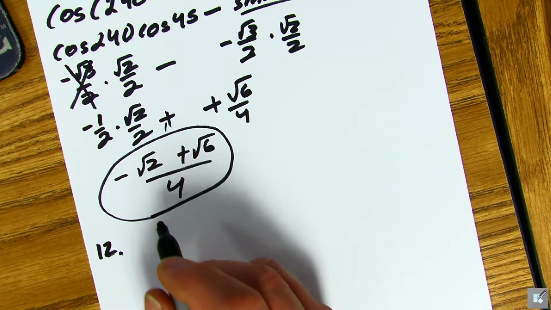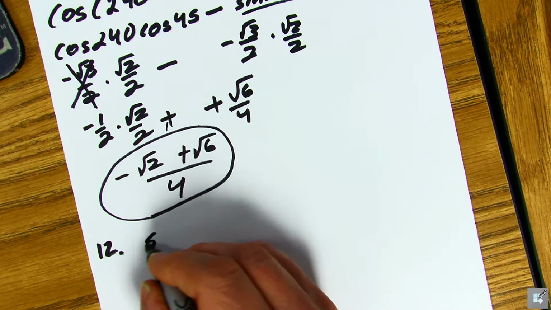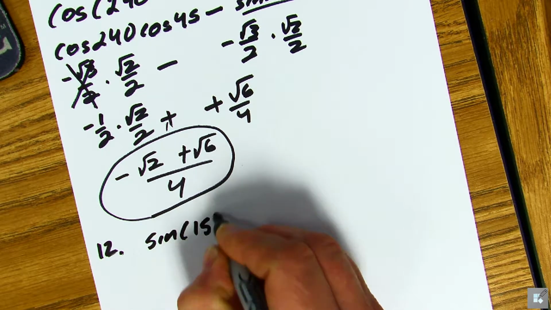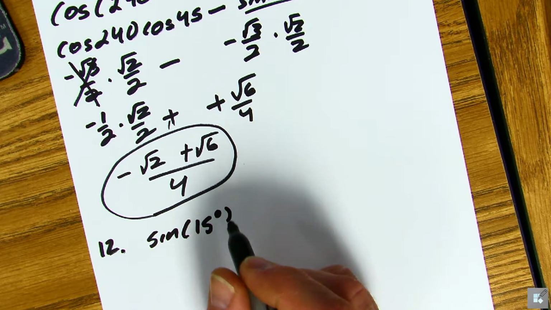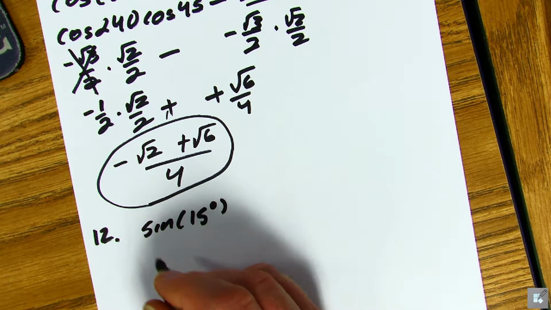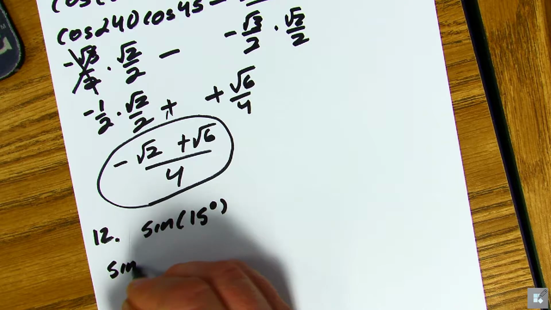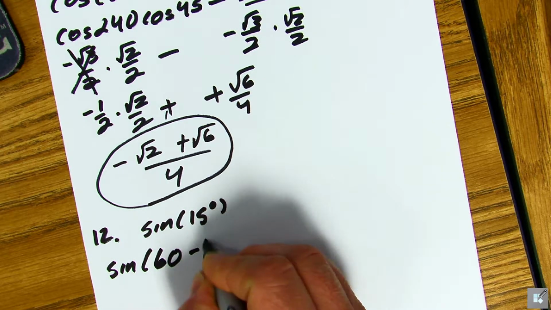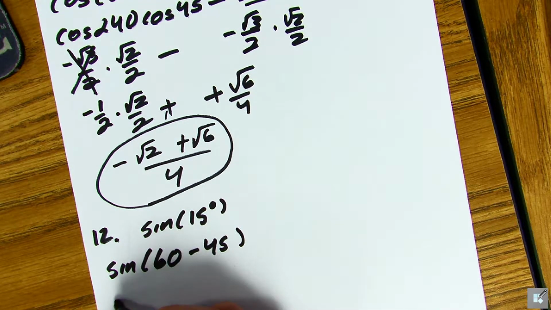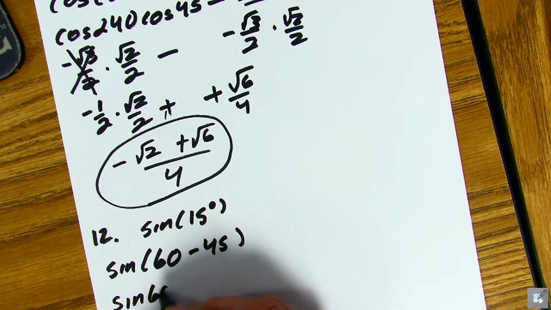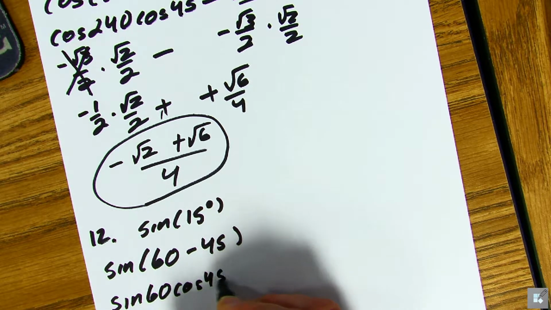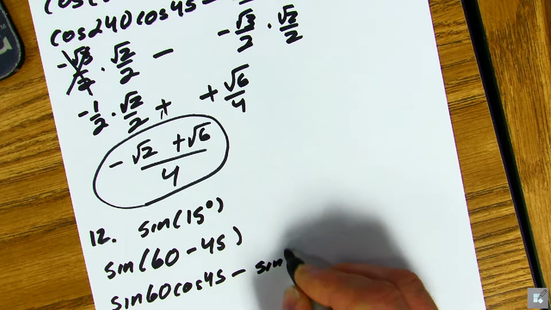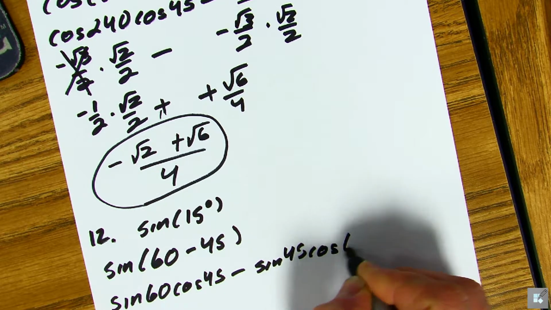Okay, let's take a look at number 12. Number 12 says the sine of 15 degrees. So to get to 15 degrees, we could take the sine of 60 minus 45. So Sinbad is choosing: sine of 60 cosine of 45 minus sine of 45 cosine of 60.